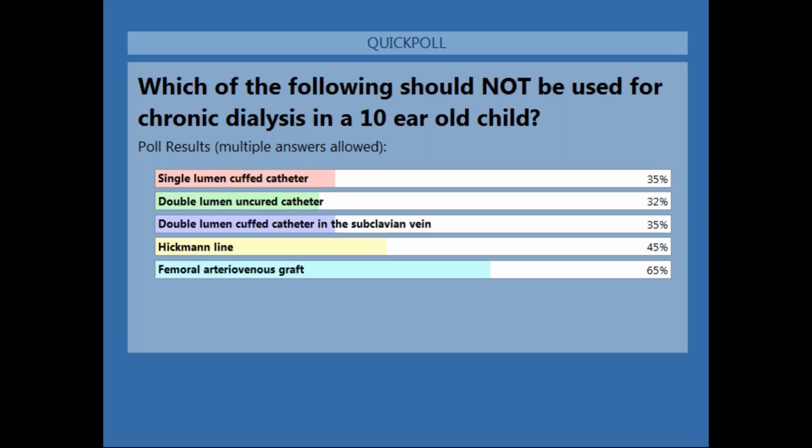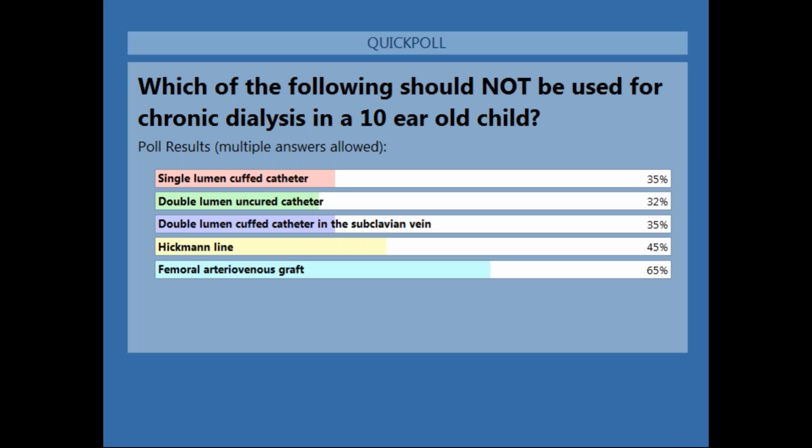And what we can see here is that actually none of these lines should be used for chronic dialysis at all. Clearly, a single lumen catheter is not ideal. An uncuffed catheter is not ideal. A double lumen cuffed catheter is a good idea, but not in the subclavian vein, because subclavian vein lines are associated with the highest risk of stenosis, and therefore you compromise your future vascular access.